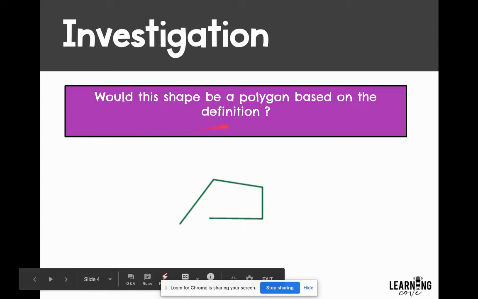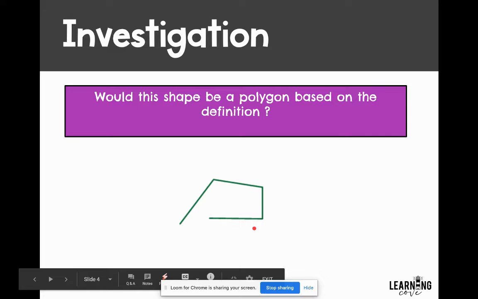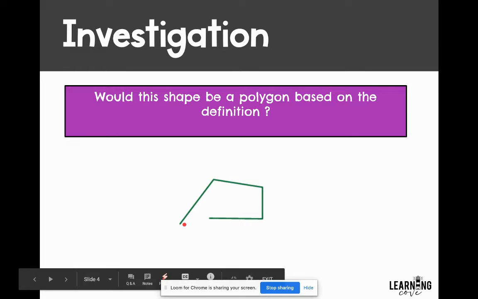Now let's look at this shape here. Based on the definition we just went over, or the attributes of a polygon, can we call this shape a polygon? Well, I'm noticing there's more than 3 sides. That's one attribute we need. I'm also noticing it's two-dimensional. But when I take a look right here, my lines are not connecting. So this, third graders, would be called an open shape. And we know polygons need to be a closed shape. So this shape here is not a polygon.